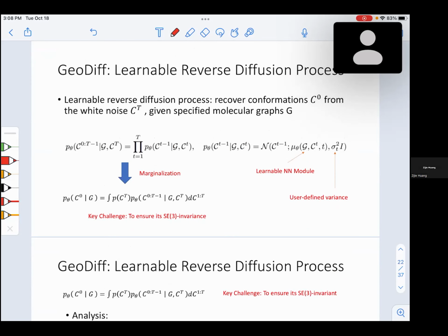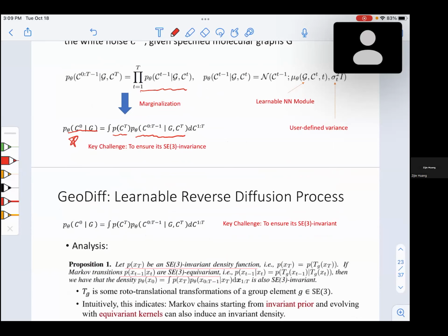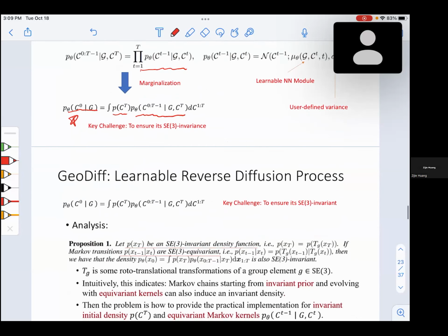Based on the Markov assumption, when we decompose this reverse diffusion process as a multiplication of these conditional probabilities and then do the marginalization, we can directly get p theta of C0 conditioned on G as the integral of p(CT), which is a prior distribution over the last chaotic conformation state, multiplied by the remaining Markov chain reverse generation procedure, conditioned on CT, generating CT-1, CT-2, until C0.